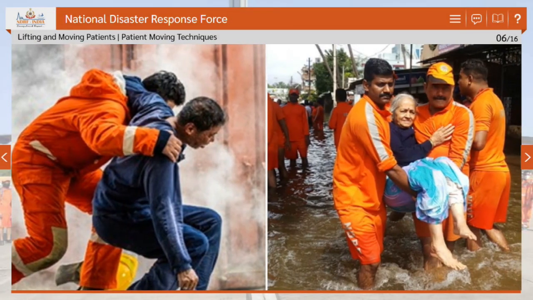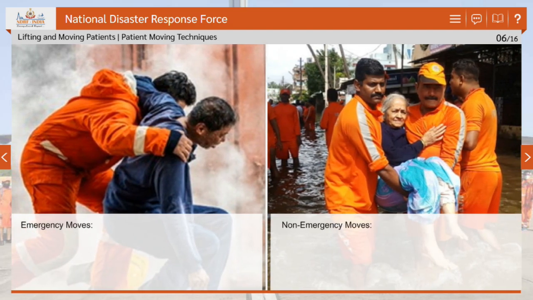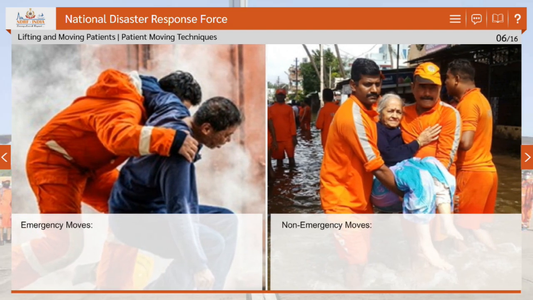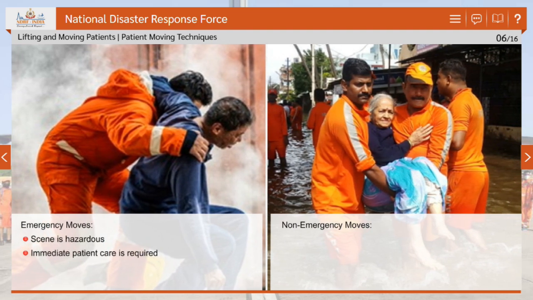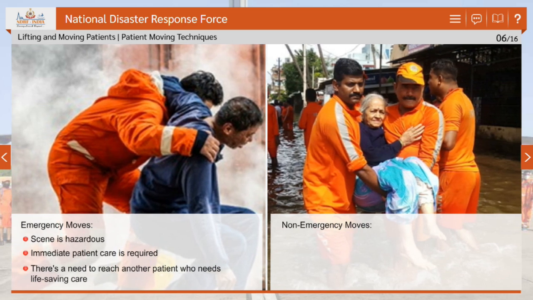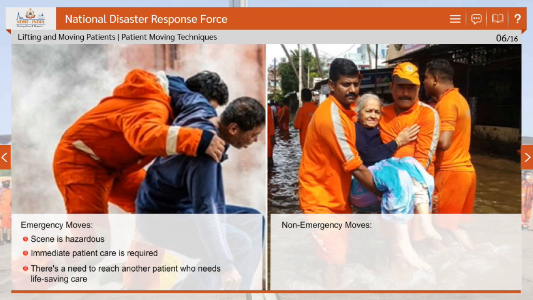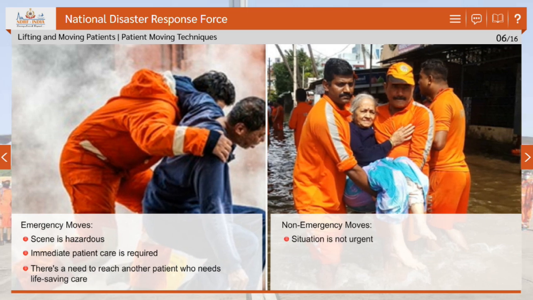Patient moving techniques can be classified as emergency moves and non-emergency moves. In situations where the scene is hazardous, immediate patient care is required, or there's a need to reach another patient who needs life-saving care, an emergency move is performed. When the situation is not urgent, the patient is stable, or you have adequate time and personnel for a move, a non-emergency move is preferred.